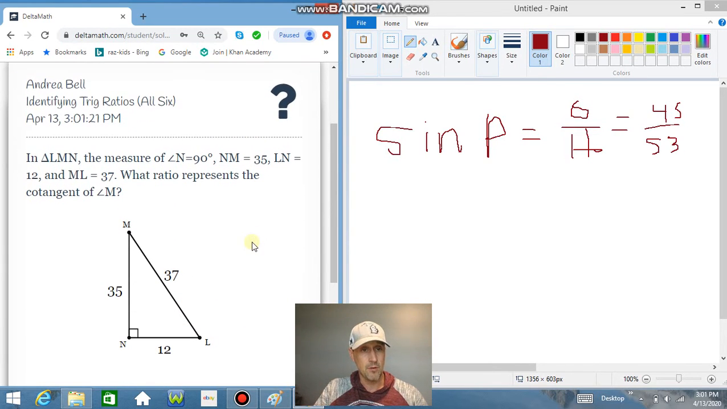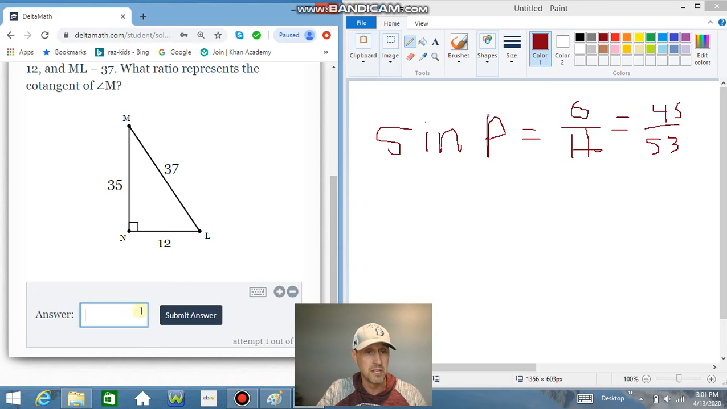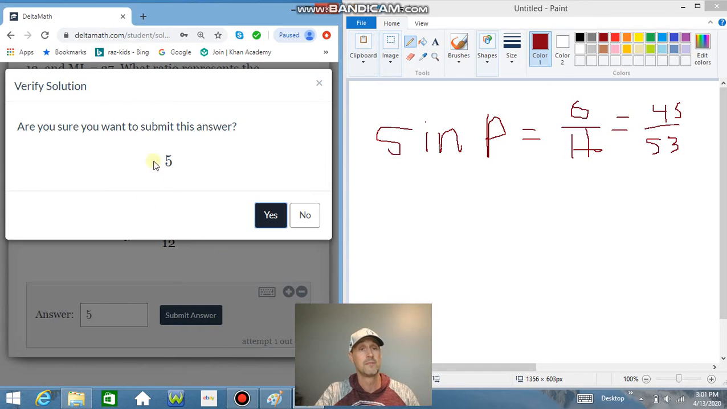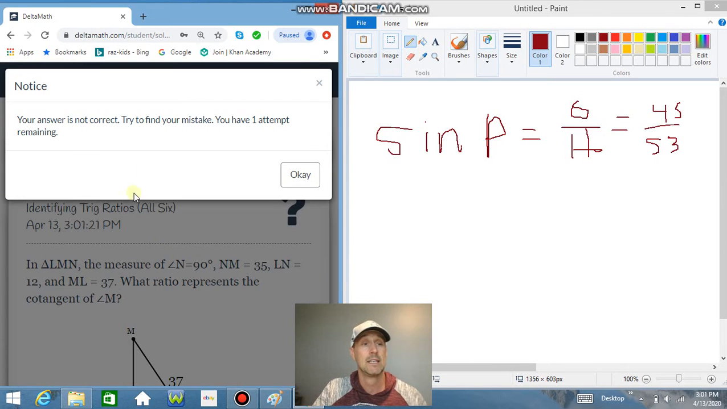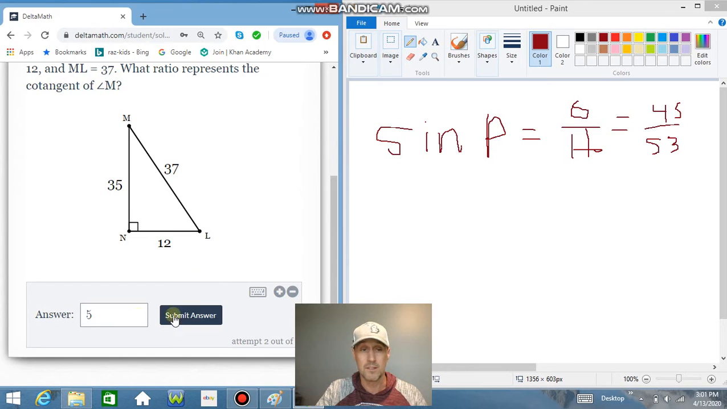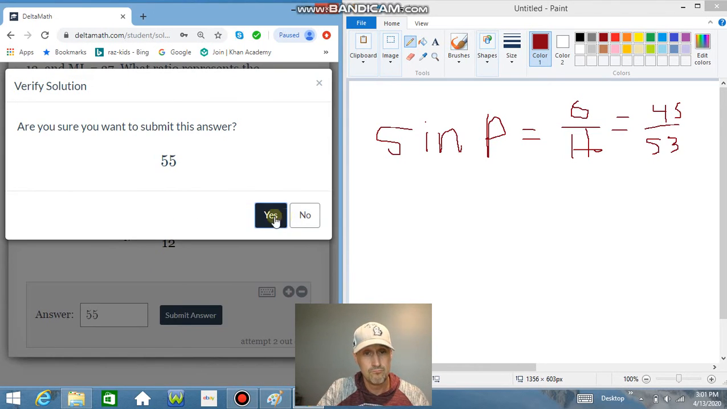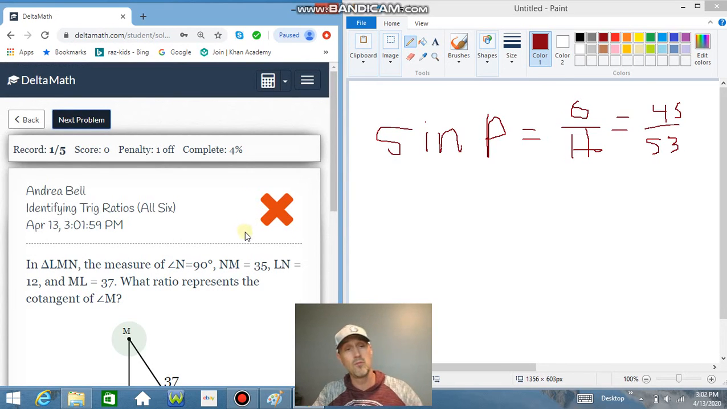All right, let me show what happens if you get it wrong. Now it's going on to cotangent. Remember, cotangent, of course, is going to be the reciprocal of tangent. So instead of opposite over adjacent, we're thinking adjacent over opposite. Let's just say I think the answer is 5. For whatever reason, there's no way it's supposed to be 5. I'm going to go with 5. Are you sure? Yes. Nope. But they're going to give you one more attempt before they move on to the next problem. Okay? All right, try it again. I think my answer is 55. Nope, it's wrong.